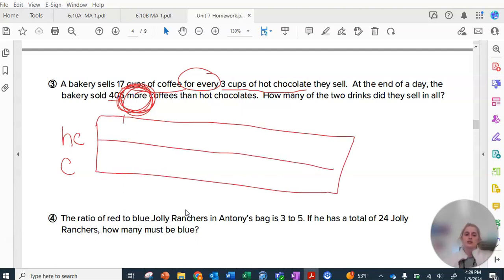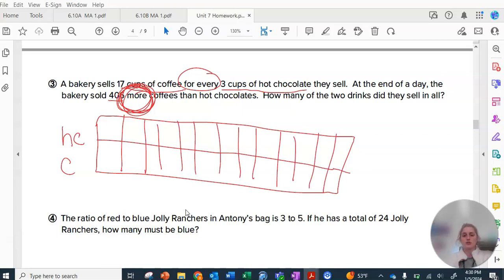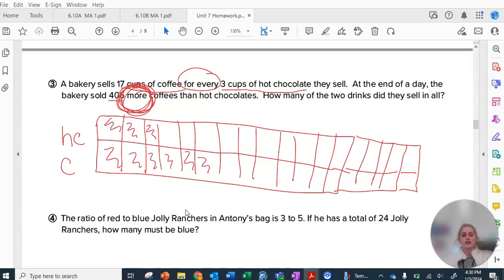Cut it into 2 parts. 16 lines will give me 17 spaces. 1, 2, 3, 4, 5, 6, 7, 8, 9, 10, 11, 12. Oops, if you're like me and you ran out of space, you can just keep adding on at the end. 13, 14, 15. Oh, that's embarrassing. Gotta add on again. 16 sections. That should be 17. You're going to color in 3 for the hot chocolates and 17 for the coffees. 1, 2, 3, 4, 5, 6, 7, 8, 9, 10, 11, 12, 13, 14, 15, 16, 17. Oops. That's embarrassing again. I didn't know how to count. We don't really need that one. Don't look at it. It's gone.